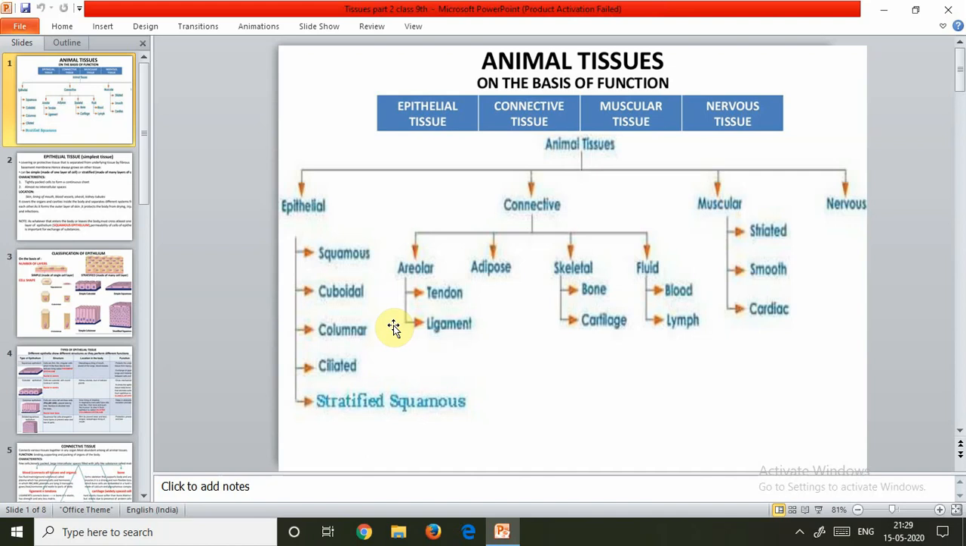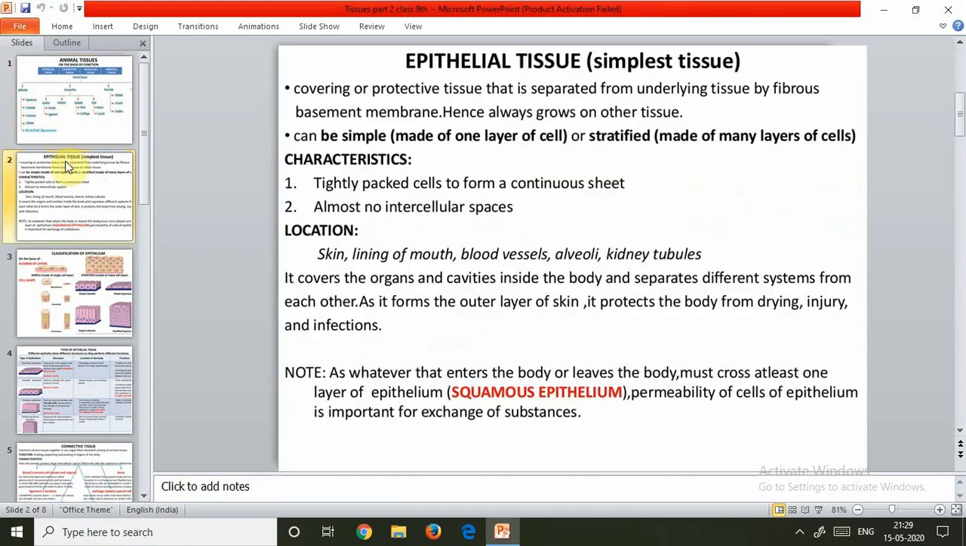Then the areolar, it is composed of tendon and ligament. So the function of tendon and ligament is to connect bone to bone and bone to muscle. So these are the joining tissues in our body. Then the muscle or the muscular tissues, they are divided into three types: the striated, the smooth, and the cardiac. So now we'll talk about the epithelial tissues.